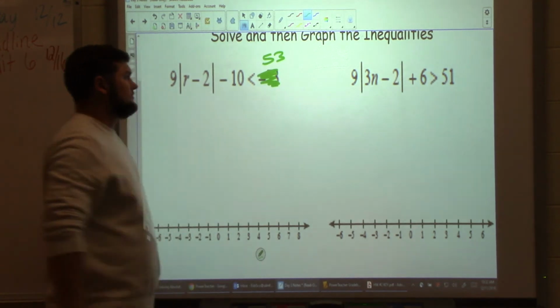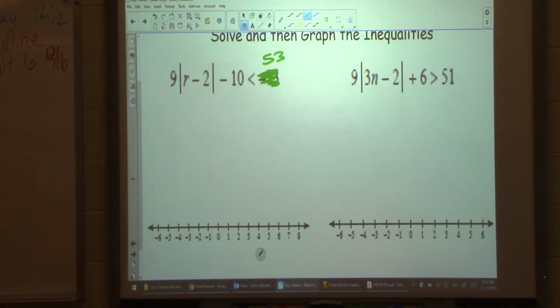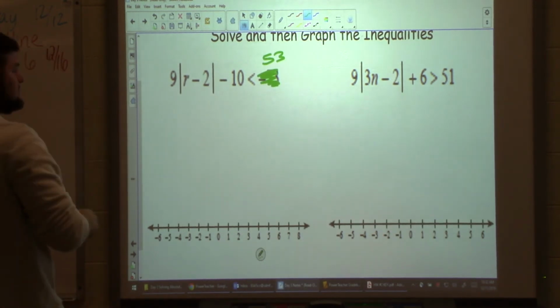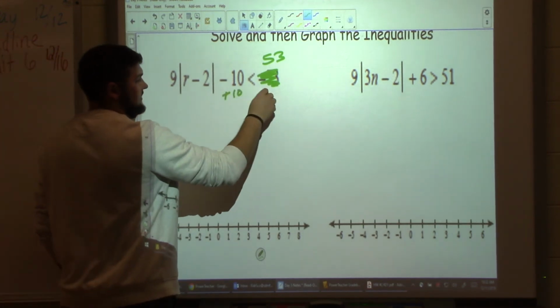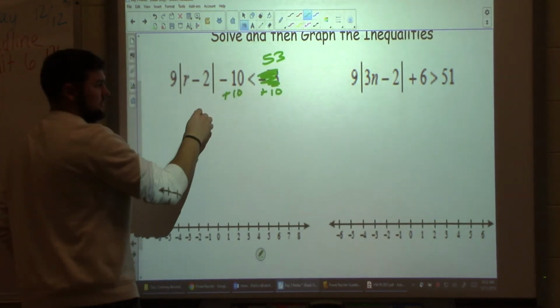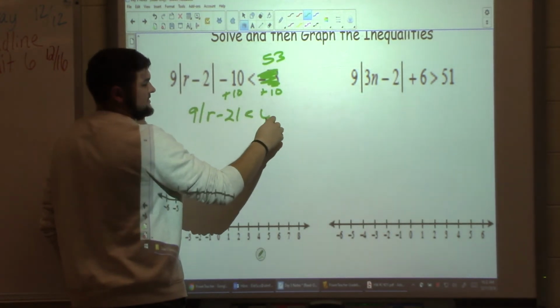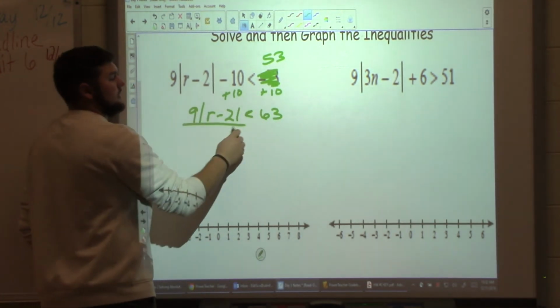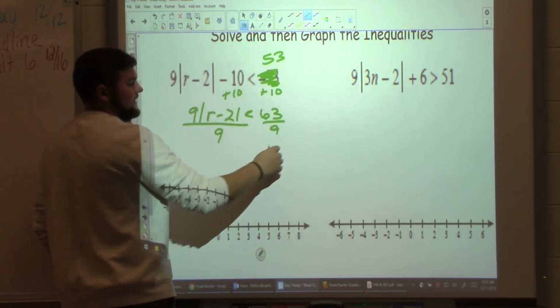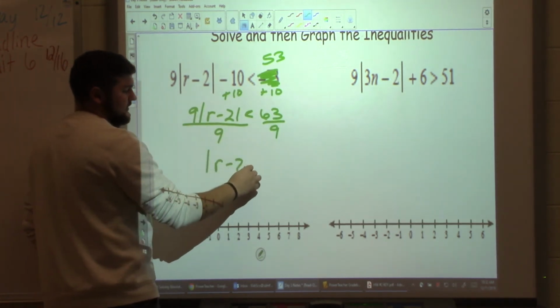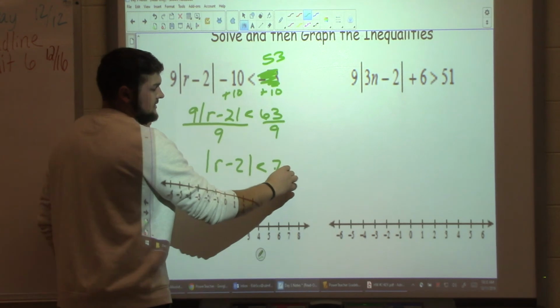First one: 9 times the absolute value of r minus 2, minus 10, is less than 53. Is the absolute value by itself? No, so I need to get it by itself first and foremost. I'm going to add 10 to both sides. Then divide by 9. 9 times the absolute value of r minus 2 is less than 63. Divide by 9, 7. Good, Cam. The absolute value of r minus 2 is less than 7.